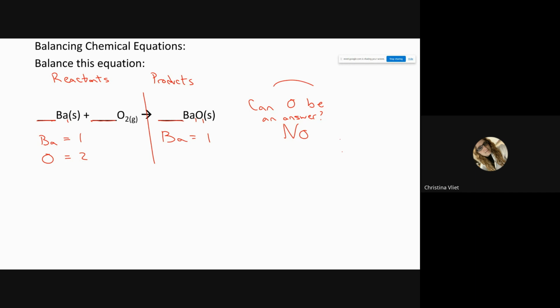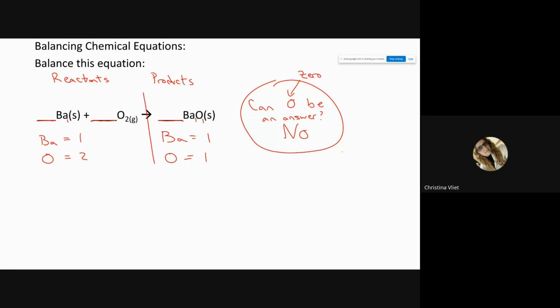Can 0 be an answer? No. Stop it. Don't put zeros in the front. I'm telling you, about 10% of students put 0 in the front last year. Don't do it. That's why I'm addressing it beforehand. And 0, I mean the number 0, not oxygen. I mean the number 0. All right. How many oxygens do I have in my product side to start with? 1, not 0.